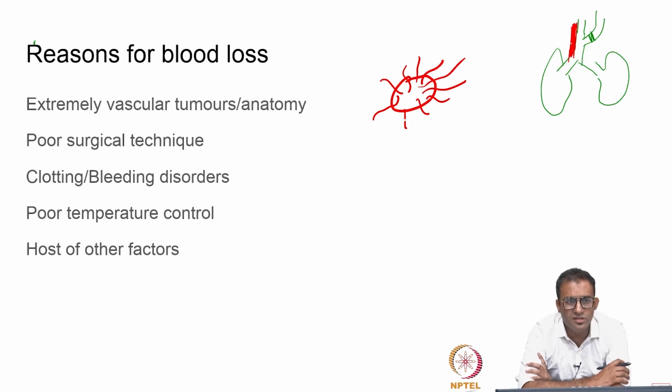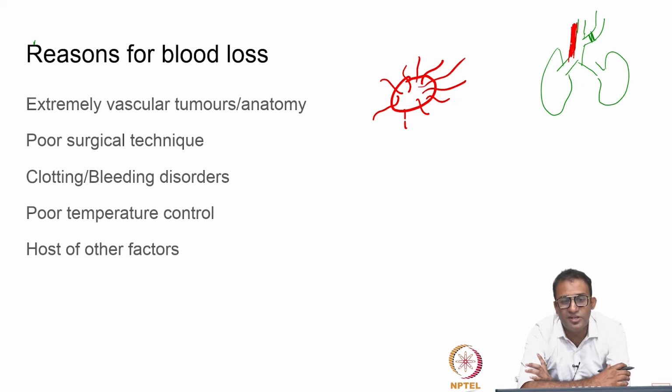A poor surgeon will struggle to understand anatomy and will struggle with the surgical technique. Surgery is as much an art as it is a science, and you need a solid amount of technique to execute a surgery well. A lot of patients suffer from clotting and bleeding disorders, whereby the physiology itself is not amenable to clotting. Poor temperature control is another factor.